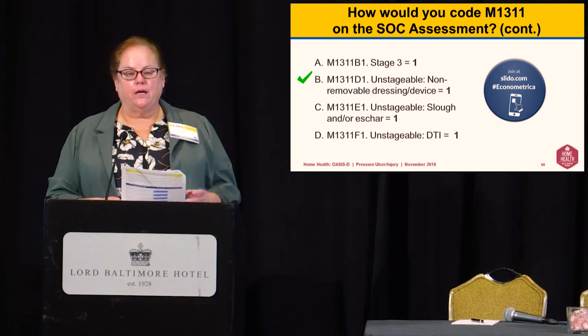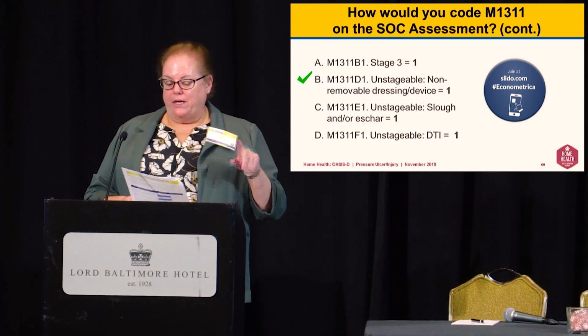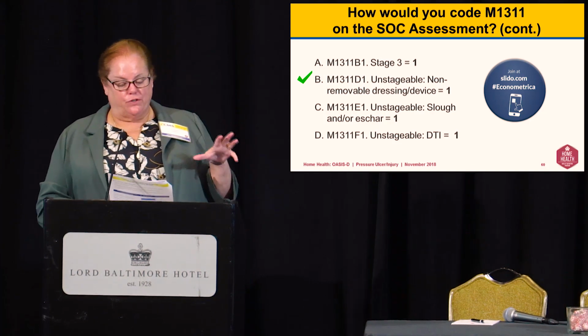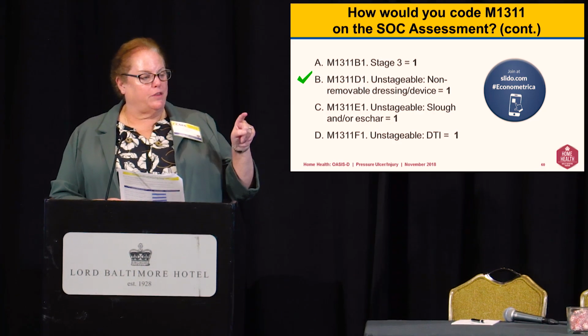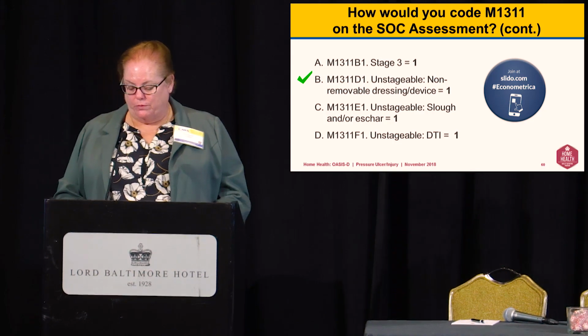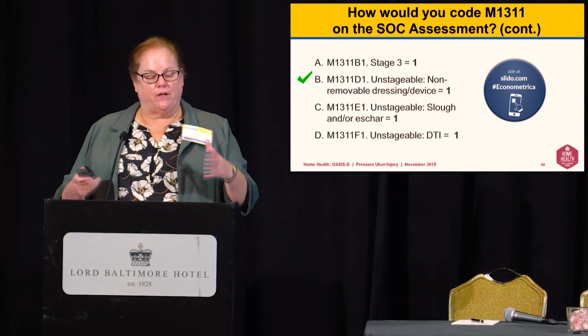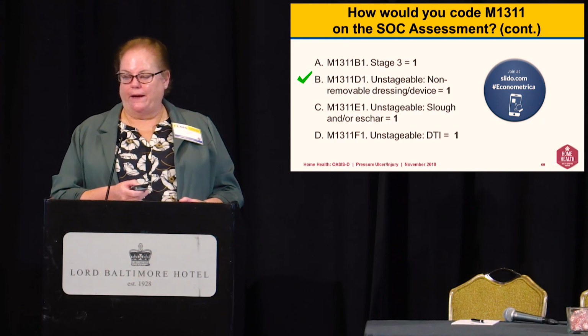a non-removable dressing. They told you it was a stage 3, right, from the previous setting. But when they came to you, you couldn't actually visualize it because they had a non-removable dressing. But you knew there was an ulcer underneath there. So this is where you would code this as unstageable, non-removable dressing at admission, or start of care, sorry. Everyone got that one down? Yeah? Okay.